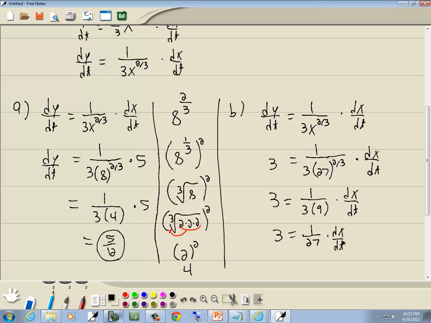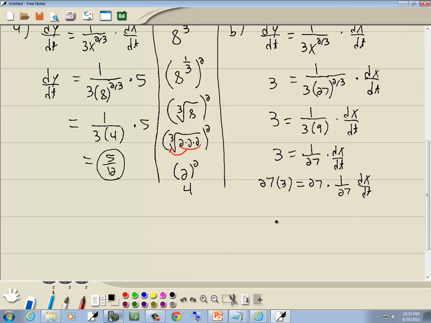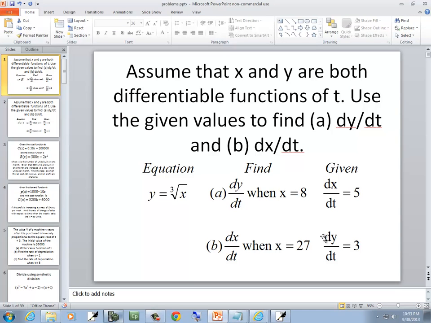We're trying to get dx/dt by itself, so we'll multiply both sides by 27. 27 times 3, and then 27 times 1 over 27 dx/dt. 27 times 3 is 81. Those 27s cancel, and we got dx/dt equals 81. So that's our other answer. And those are the two parts that this particular problem is asking for.